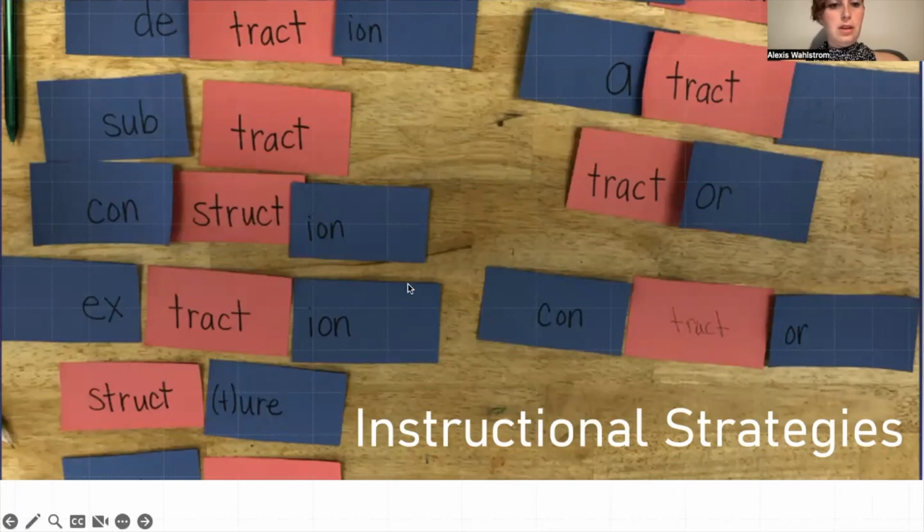As you can see here, they have multiple examples. Even in these examples, you can see there's more than one tract or more than one struct. They're using the same root words and switching out their prefixes and suffixes. So they're really starting to understand not only what those few base words mean, but also what those prefixes and suffixes can mean and do to change that root or base word.